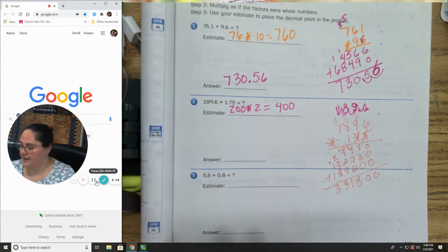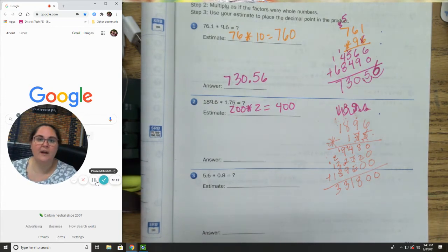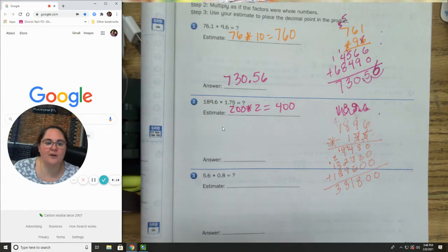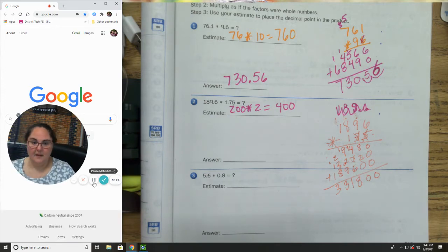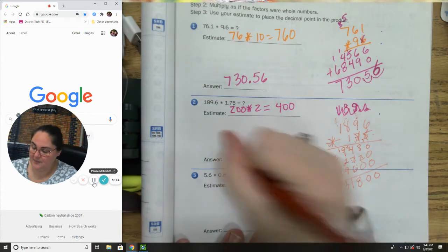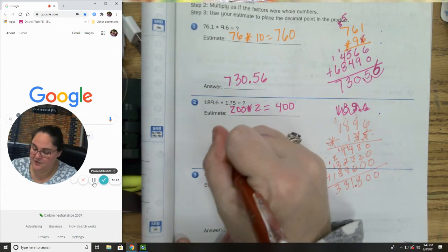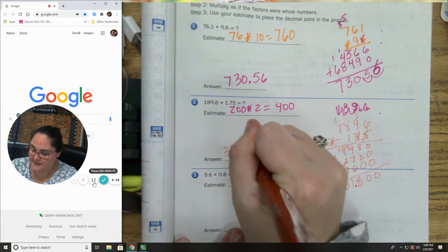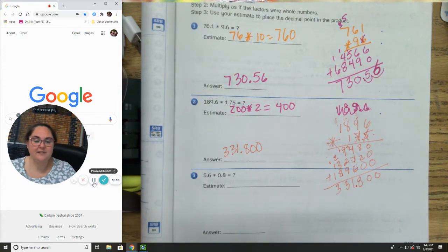So we have 331,800. Now, where should I put my decimal? If I multiply this out, where does my decimal go to make it close to 400? All right, your answer should be right here. It should be 331.800.